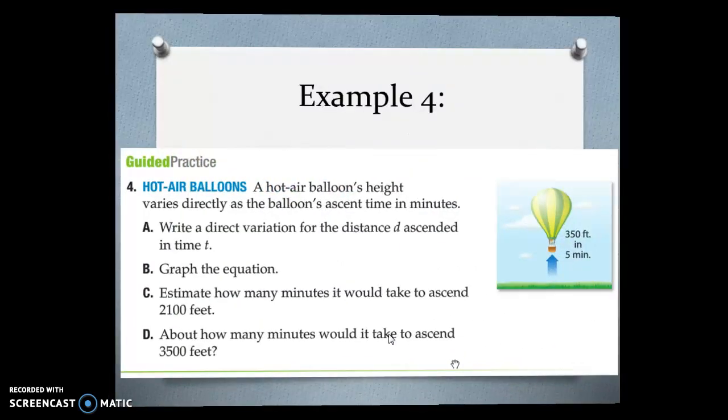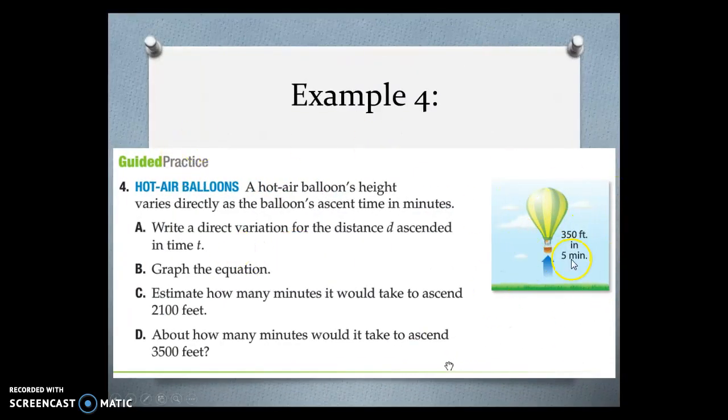All right, so example 4. We have this balloon that's ascending 350 feet every 5 minutes. We want to write a direct variation for the distance d ascended in time t. So we want to make that equation, y equals something times x. Then we're going to graph it on the next slide, and then figure out these estimates, and you're going to figure out this one. I'll do this first one for you.